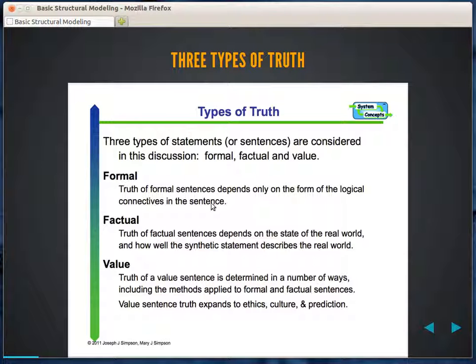So formal truth really depends only on the logical connectivities in the sentence. Factual truth depends on the state of the real world. And value truth is determined in a number of different ways, and it really expands to ethics, culture, prediction. But it's also technical expertise, professional expertise. There's a lot of different ways that we deal with value truth, and it's a very important part of systems and system science and systems engineering.